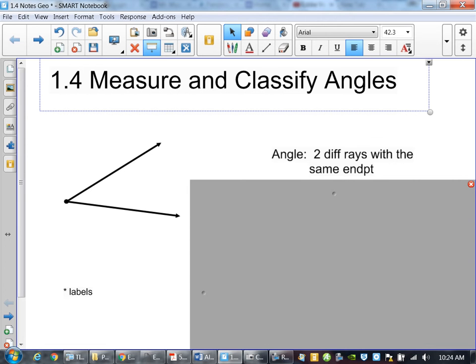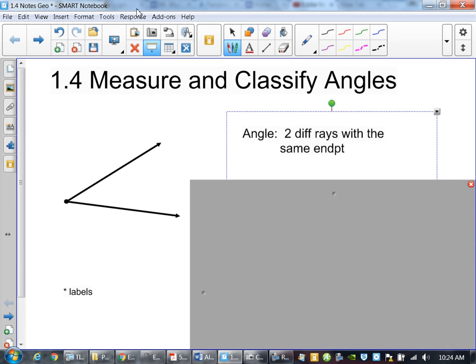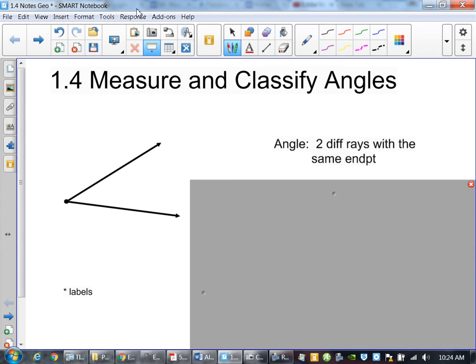Remember, rays are written like this. If I say it's ray BA and ray BC, what do those two rays have in common? B. They have a common endpoint. So angles are created by having two different rays that have the same endpoint, like that. Two rays with a common endpoint create an angle.